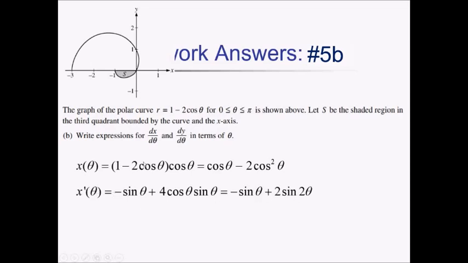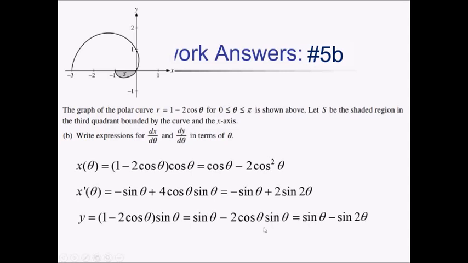Y prime is going to be our radius, 1 minus 2 cosine of theta times sine of theta. And multiplying that out now, we've got sine of theta minus 2 sine of theta cosine of theta. Now we know this term here, 2 cosine sine, that's really sine of 2 theta. So we can simplify that as well. And let's see here. Now we actually need to take a derivative. We haven't taken a derivative yet.